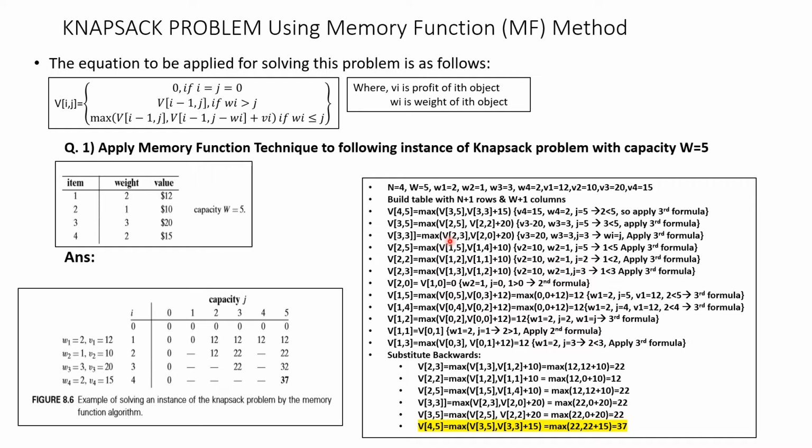Max of V of I minus 1. Please compare this formula and this one. I is 3, j is 3. Max of V of I minus 1, I minus 1 is 3 minus 1, 2, comma j. j is 3, comma V of I minus 1, 3 minus 1, 2, comma j minus wi. What is j? 3 minus wi. What is wi? 3. 3 minus 3 is 0 plus vi. What is vi? Corresponding profit 20, plus 20.